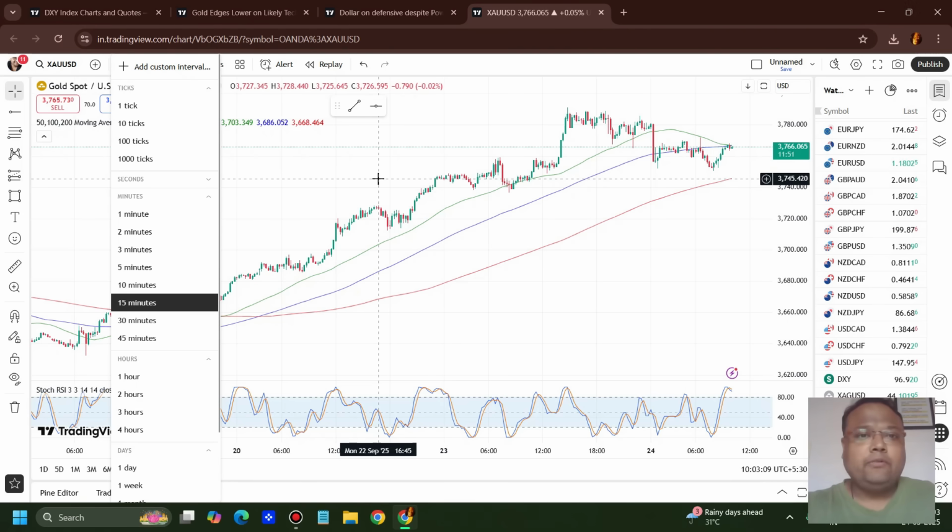Let's hope that we will see some more correction on the chart of gold. But still, we cannot predict the market. We just need to react as per the market movement.